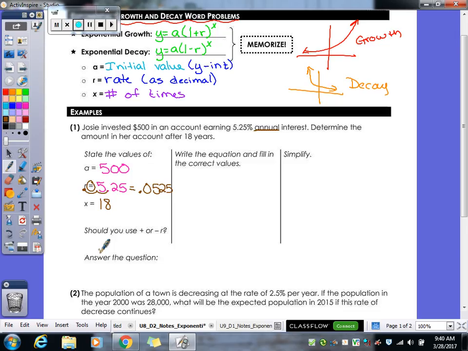So now would this be a growth or a decay? Matt? A growth. Yeah, so we're going to use a plus sign for this. This one's going to be a growth problem. So let's write over here our formula first. Again, the more times you write it, the more it's going to help you remember it. So y equals a times 1 plus r to the x power. Let's fill in what we know. Our a is 500. 1 is a 1. Our r is 0.0525. And our x was an 18.